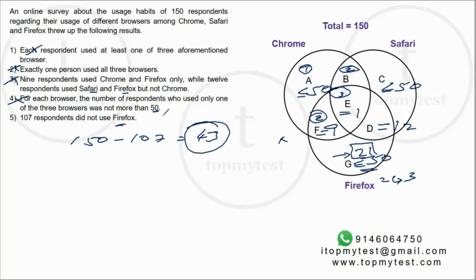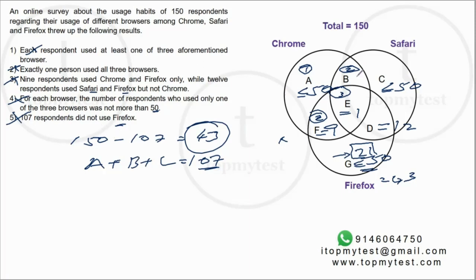So A, B, C combined should be equal to 107. A, B, C combined should be 107. Okay, so I've used up all the information, right? I still don't know how much is A, B, C individually, right?